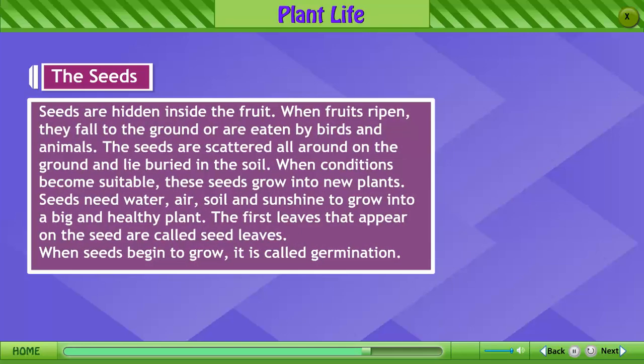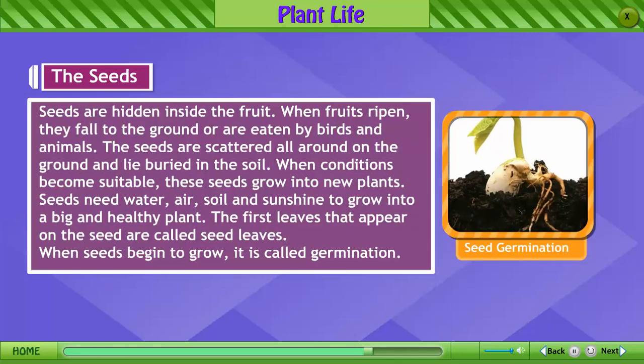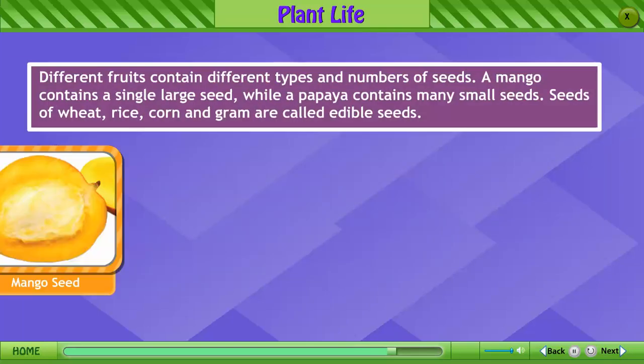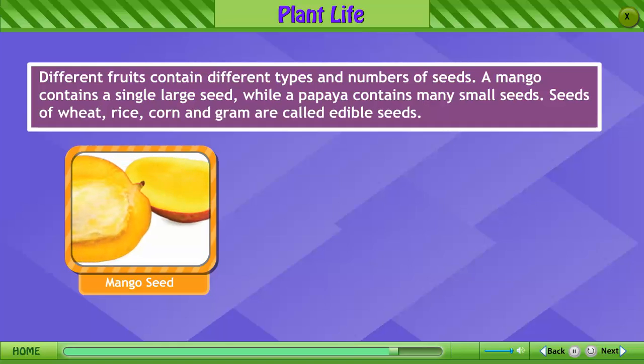The seeds. Seeds are hidden inside the fruit. When fruits ripen, they fall to the ground or are eaten by birds and animals. The seeds are scattered all around the ground and lie buried in the soil. When conditions become suitable, these seeds grow into a new plant. Seeds need water, air, soil and sunshine to grow into a big and healthy plant. The first leaves that appear on the seeds are called seed leaves. When seeds begin to grow, it is called germination.